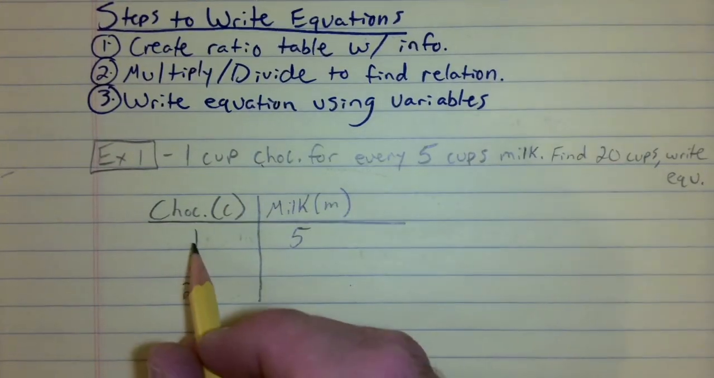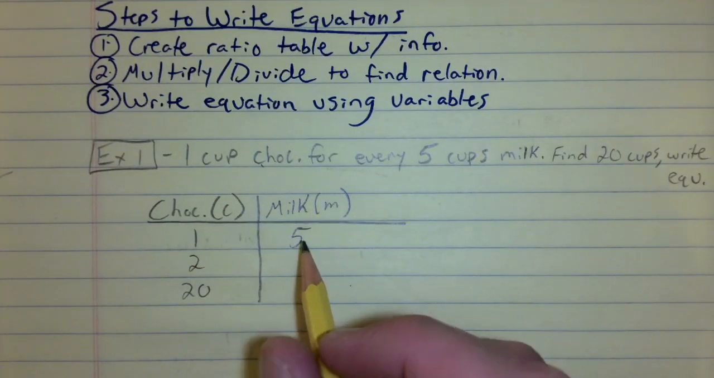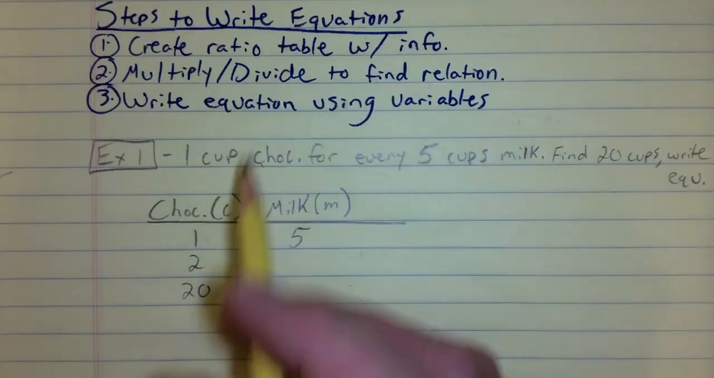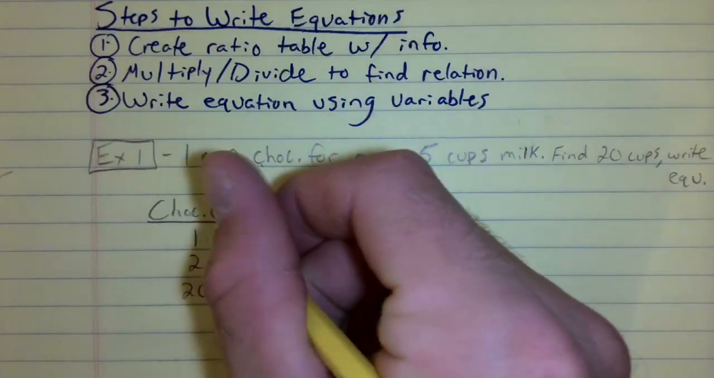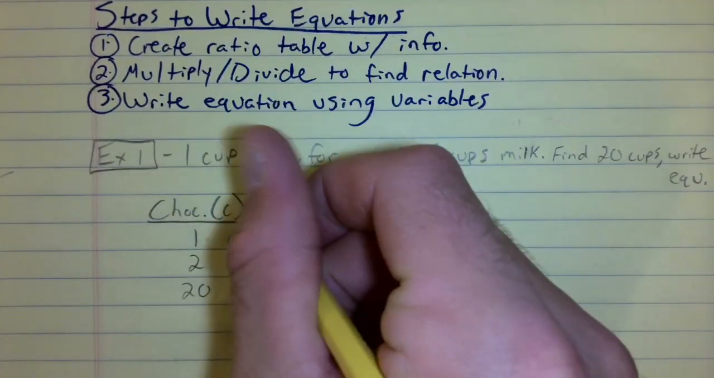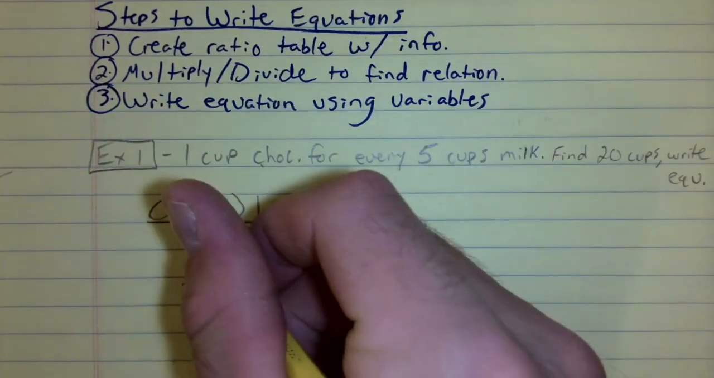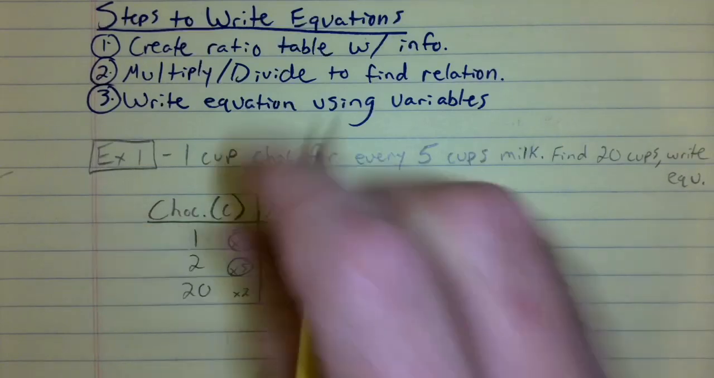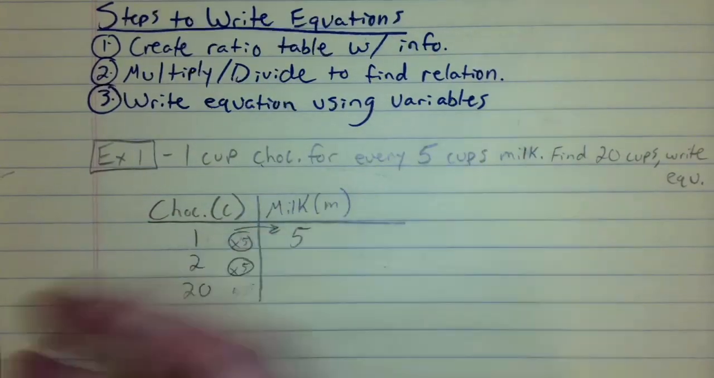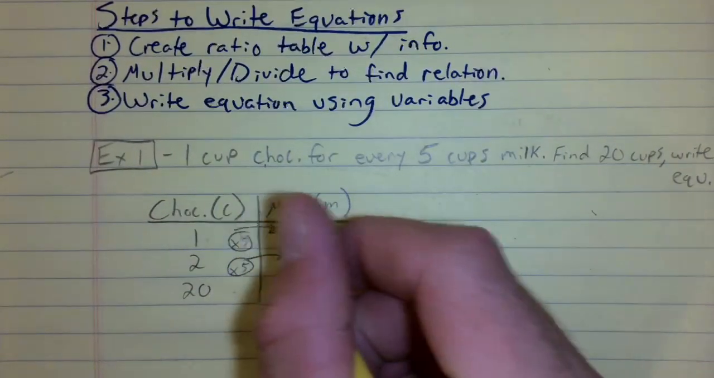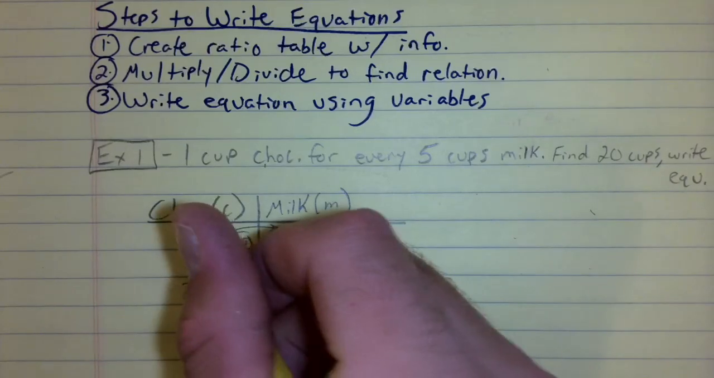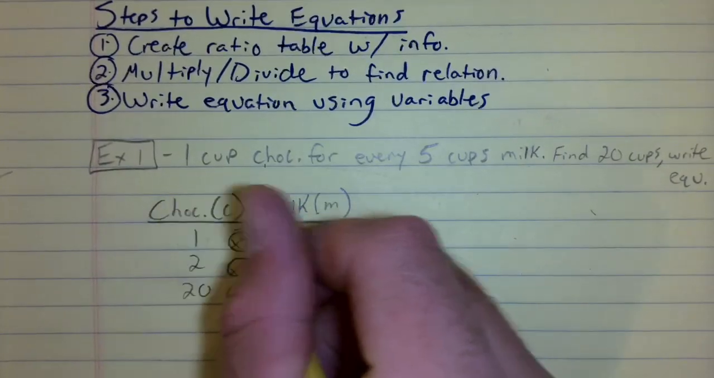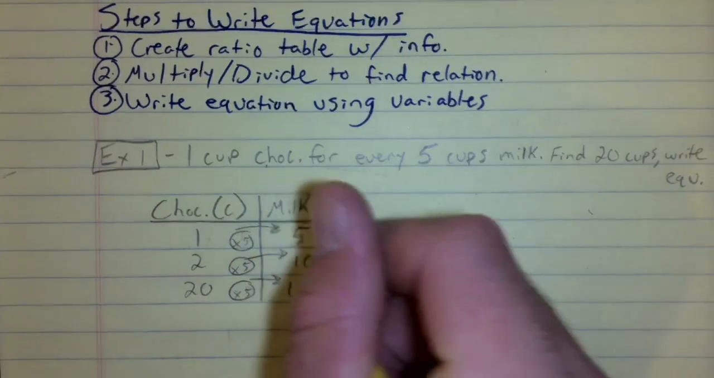All right, now how do you get from 1 to 5? Well, step 2 says multiply or divide to find relationship. So 1 times 5 will give you 5. And just continue that relationship all the way down. 2 times 5 is 10. And 20 times 5 is 100.